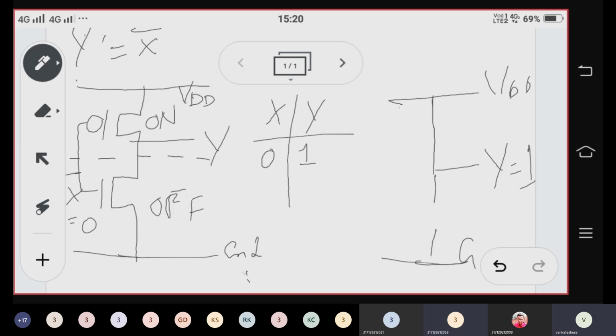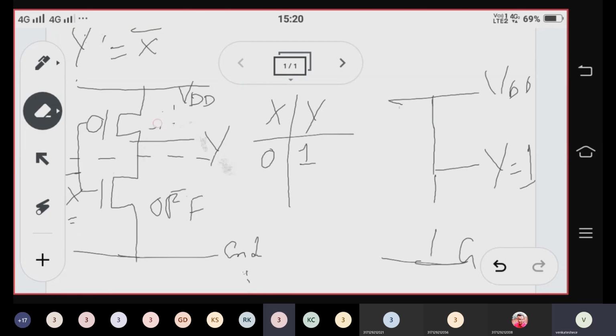Similarly, let us consider if I am giving X equal to 1, what happens? Now let us consider I am giving X equal to 1.